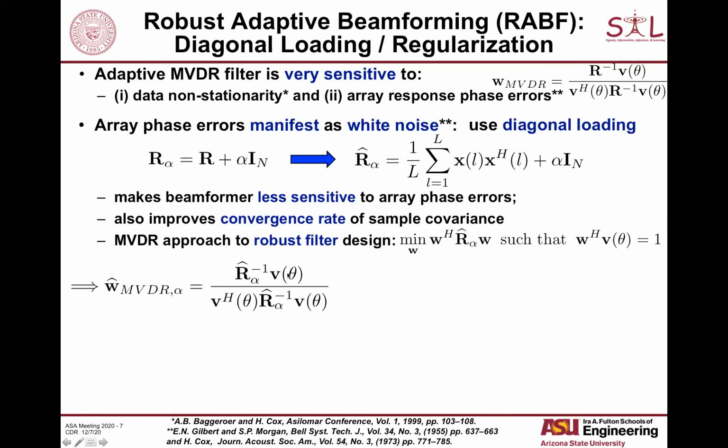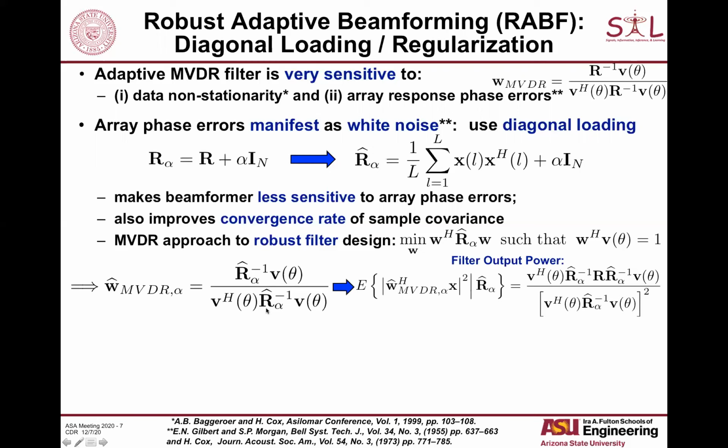We get this solution where we basically just replace the true covariance matrix with a diagonally loaded sample covariance matrix. We can then compute the filter output power conditioned on that diagonally loaded sample covariance matrix, and we get this expression. Notice that it depends on the true data covariance matrix, and I've conditioned on the sample covariance matrix that's diagonally loaded.